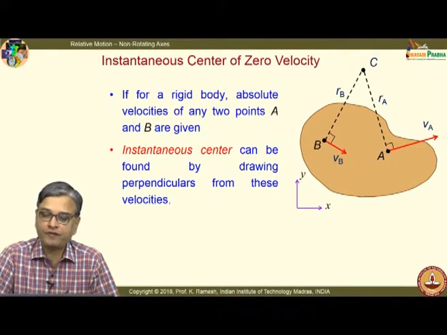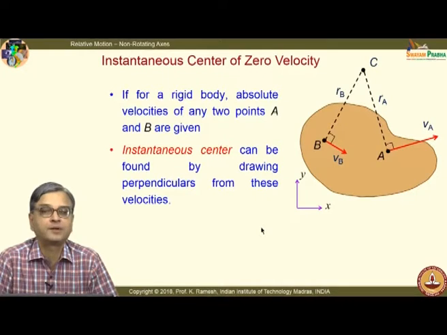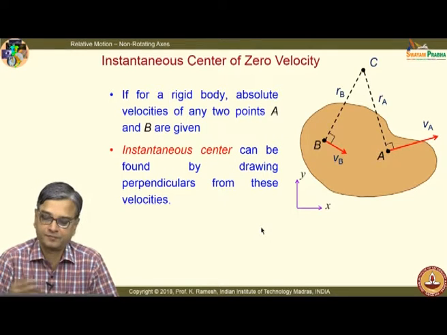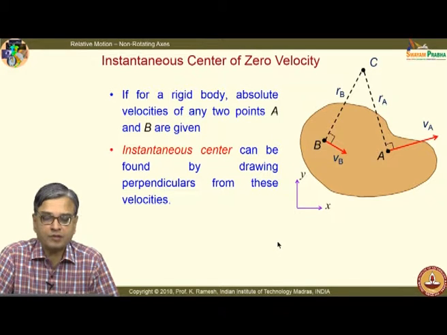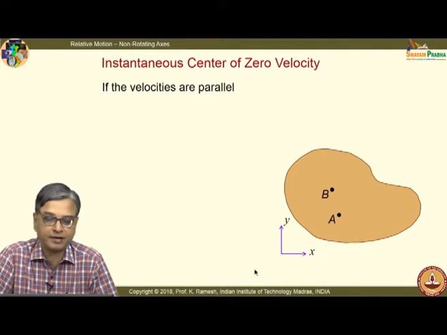And I could think of different orientations of these velocities, a variety of them, so that you have a recipe for how to get the instantaneous center of rotation. The prerequisite is you should know the absolute velocity at 2 different points. So, this is one instance we have seen. Before we go into that, you also have the information that angular velocity can be easily determined simply as VA by RA or VB by RB, whichever way you want to calculate.